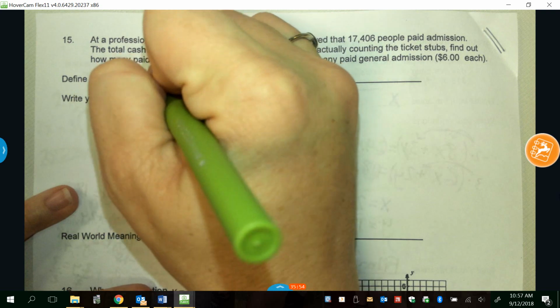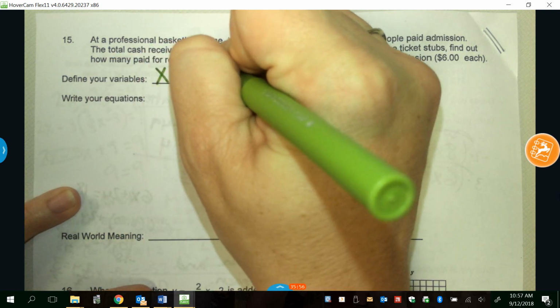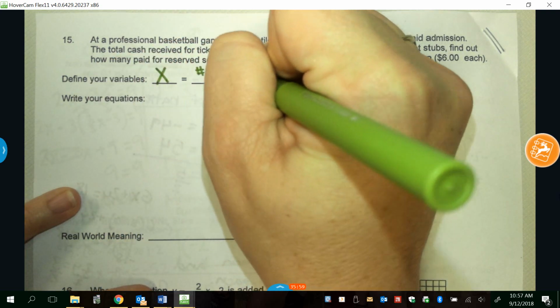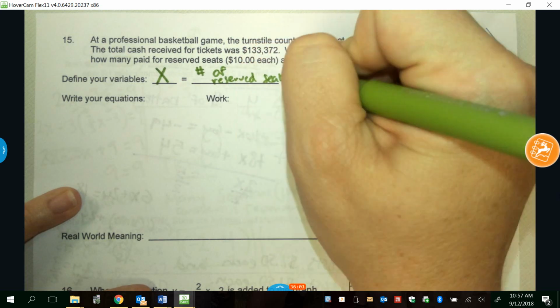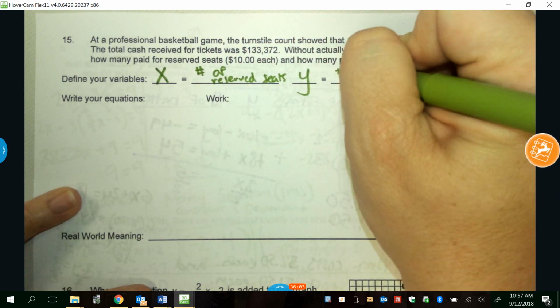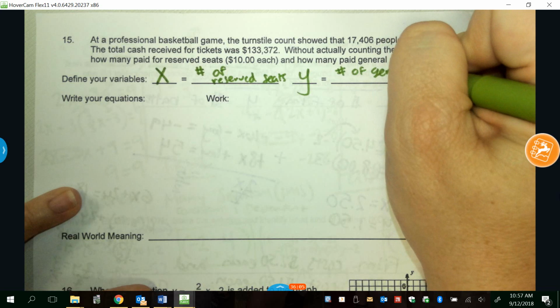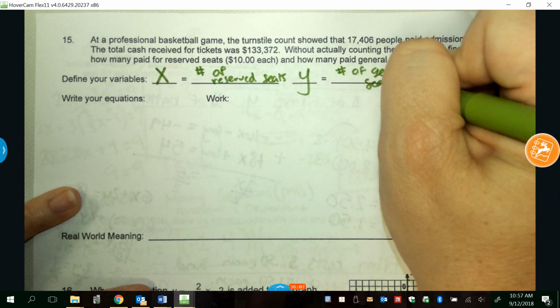So X can be the number of reserved seats, and Y can be the number of general admission seats.